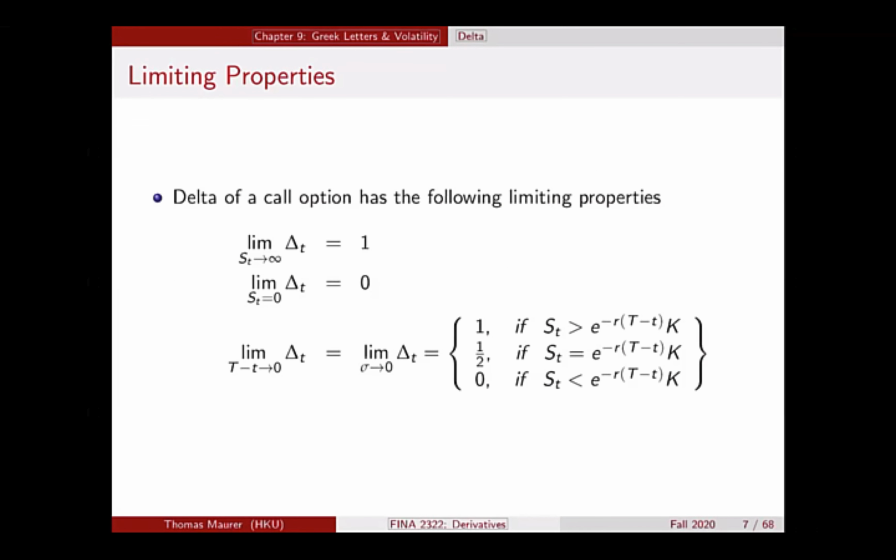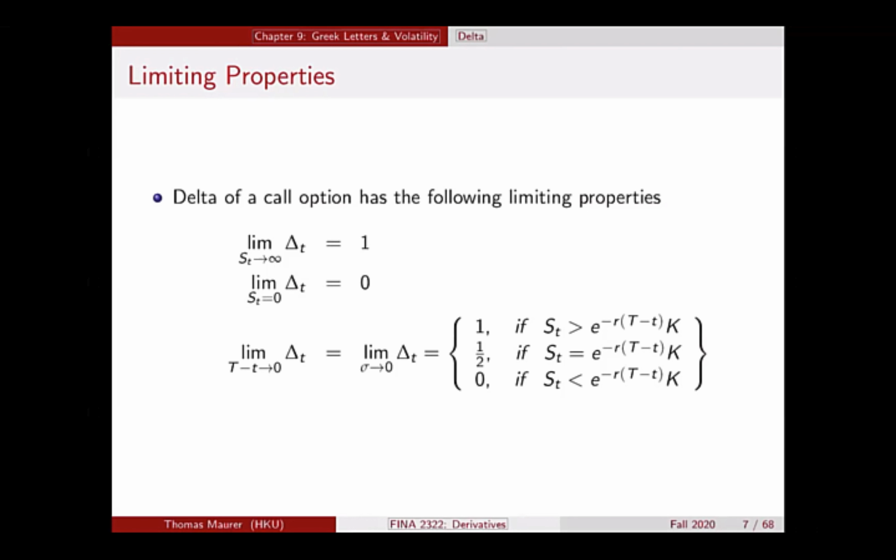Some limiting properties of delta. For a call option, S going to infinity means you are very deep in the money. We have already seen that means the delta of the call is going to be just 1, so one full risk exposure to the underlying asset. If S goes towards 0 or is 0, then the delta is going to be 0. That's the case where you're very deep out of the money. The call definitely is not going to be exercised in the future, and so the call price has no exposure to the underlying asset. And then we have some other limiting properties which are interesting to look at.